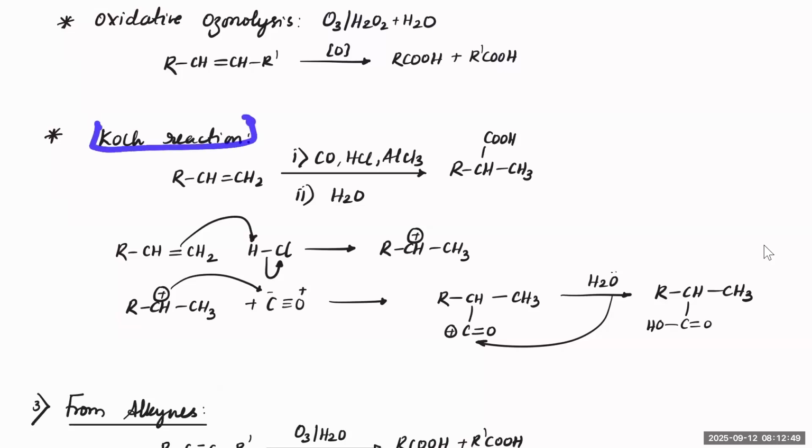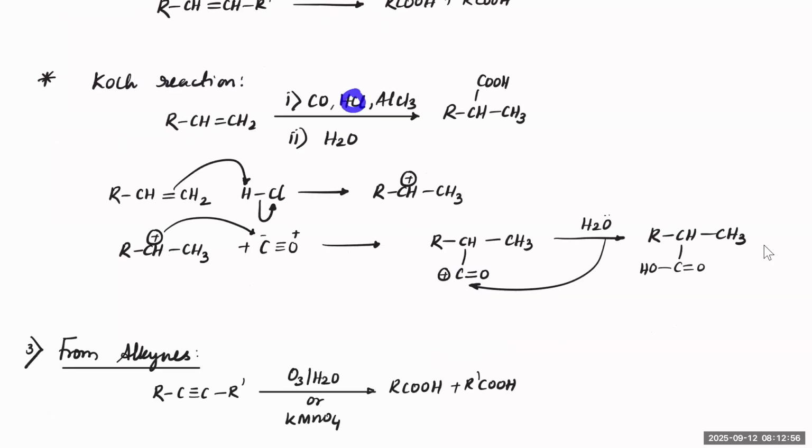Next one is the Koch reaction, wherein a double bond reacts with CO and HCl, where HCl will combine with the Lewis acid AlCl3 to release H+. The pi bond will accept that H+, creating a carbocation, and the carbocation further attacks CO, thus getting a positive charge on carbon. Thereafter, on hydrolysis, it will convert into an acid. So this is another typical way of getting acids from alkenes.